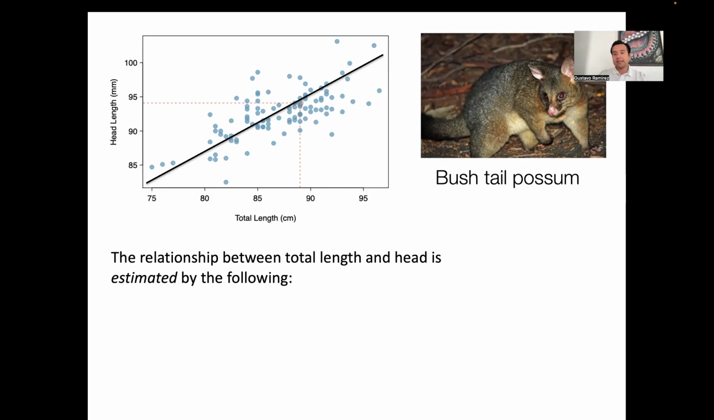But that line is supposed to more or less capture the net trend of the relationship between total body length and head length for this bush-tailed possum data set that we have plotted here. So anyway, that's a basic idea of what we're working with here. And again, we can come up with the line to estimate that. Okay, we haven't really discussed how the line is made, right?